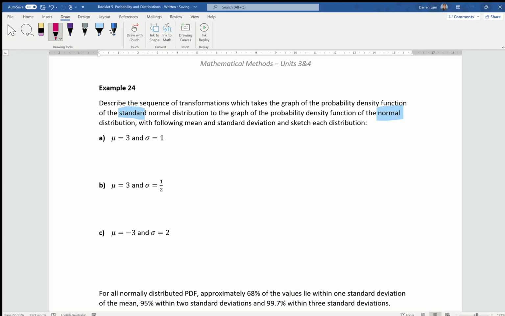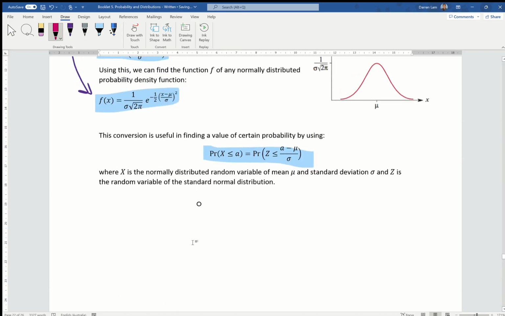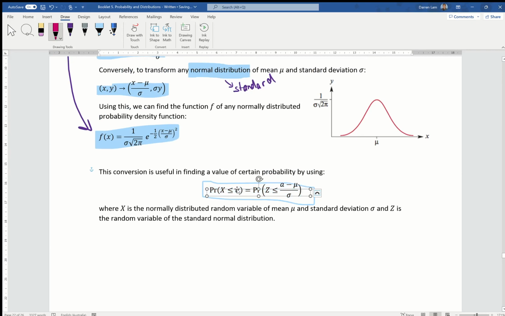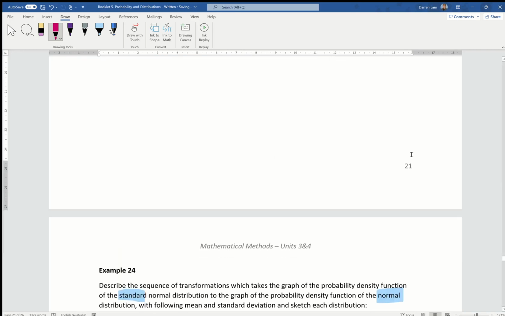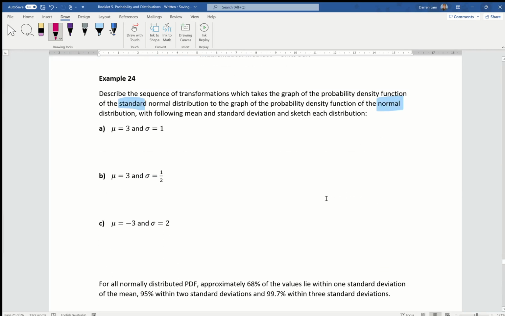So let's start with what formula we should be using. Because we're going from standard to the normal, if I flick back up over here, it should be the one at the very top where we have x, y going towards sigma x plus mu, and then y over sigma. So I'm going to write that formula just at the top right so that we know what that is. It's x comma y going towards sigma x plus mu comma y over sigma.